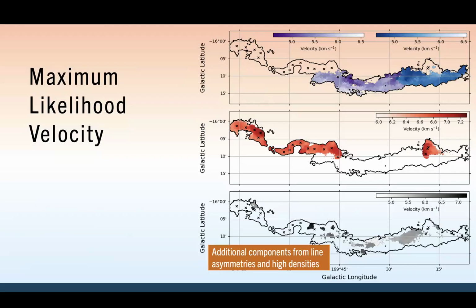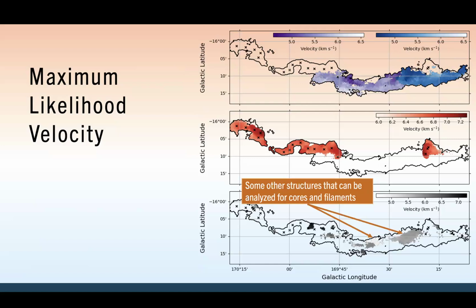But as I pointed out on the previous slide, there are these additional components that come from the line asymmetries, often at high densities. But in the gray, because there is so much going on here, it became a bit more than my catch-all for the line asymmetries, and also includes other structures that were often overlapping with the bluer gas on top. So we see that in this mostly white here and this large gray region. So those are some examples of other structures that I'll be analyzing for cores and filaments this summer.